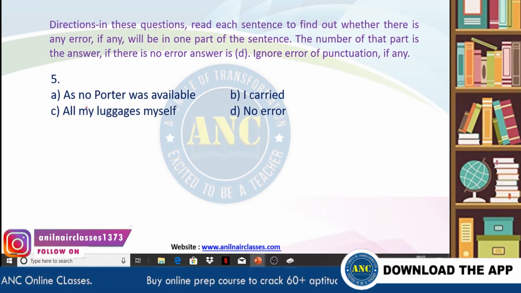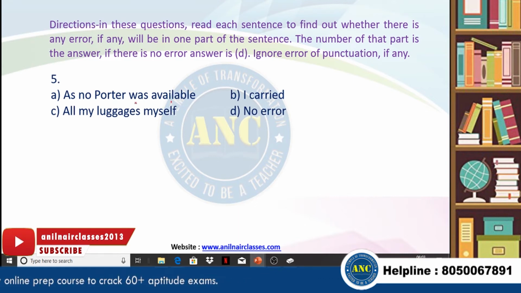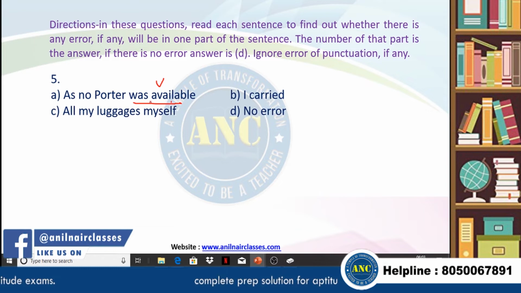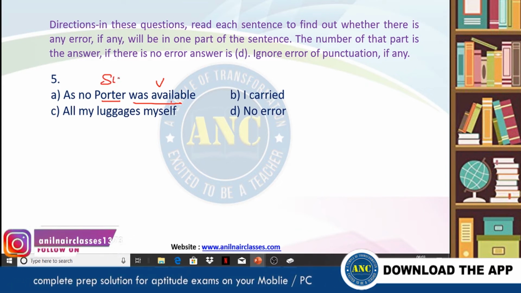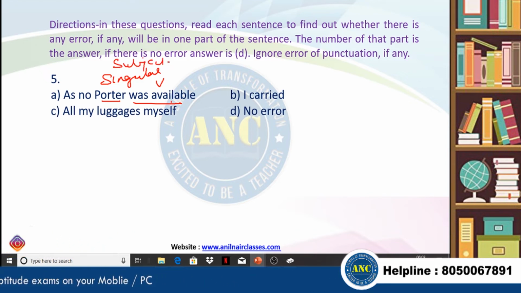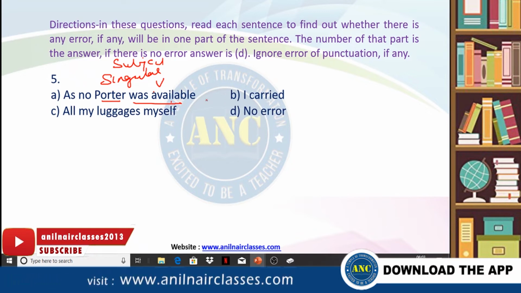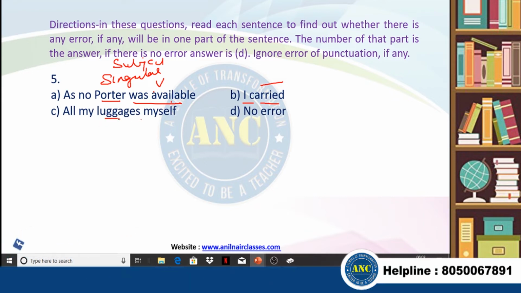Now, next one. As no porter was available. So, we'll check this. Was available is our verb. My subject verb agreement. What was available? Porter. Porter is a singular subject. So subject verb agreement is there. Singular subject, singular verb, as is a conjunction. Fine. As no porter was available, I carried, subject verb agreement. Fine. All my luggages. Here the singular plural form of the noun has come.